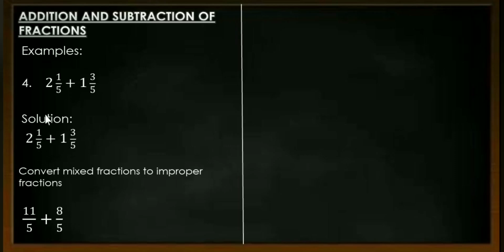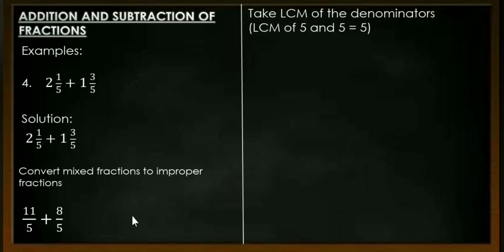Just in case you are in doubt as to how we converted from here to here, when 5 multiplies 2, you have a 10. 10 plus 1 is 11, so it becomes 11 over 5. 5 times 1 is a 5. 5 plus 3 is 8. We now have 8 over 5. So the same steps we have learned in the previous examples is what we are going to take at this stage in time. So we take the LCM of the denominators, which is LCM of 5 and 5, which will give us a 5. So we'll leave a blank row, we'll rule our line, we'll write the LCM here.